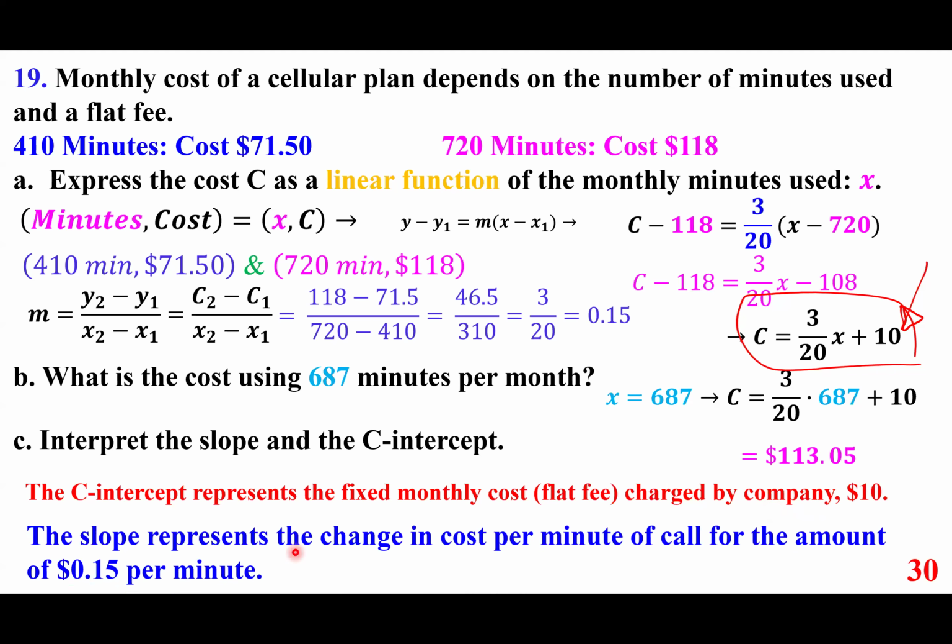The slope represents the change in cost per minute of call for the amount of $0.15 per minute. And for us, that means 15 cents. It's easier to think of it that way. 15 cents per minute.